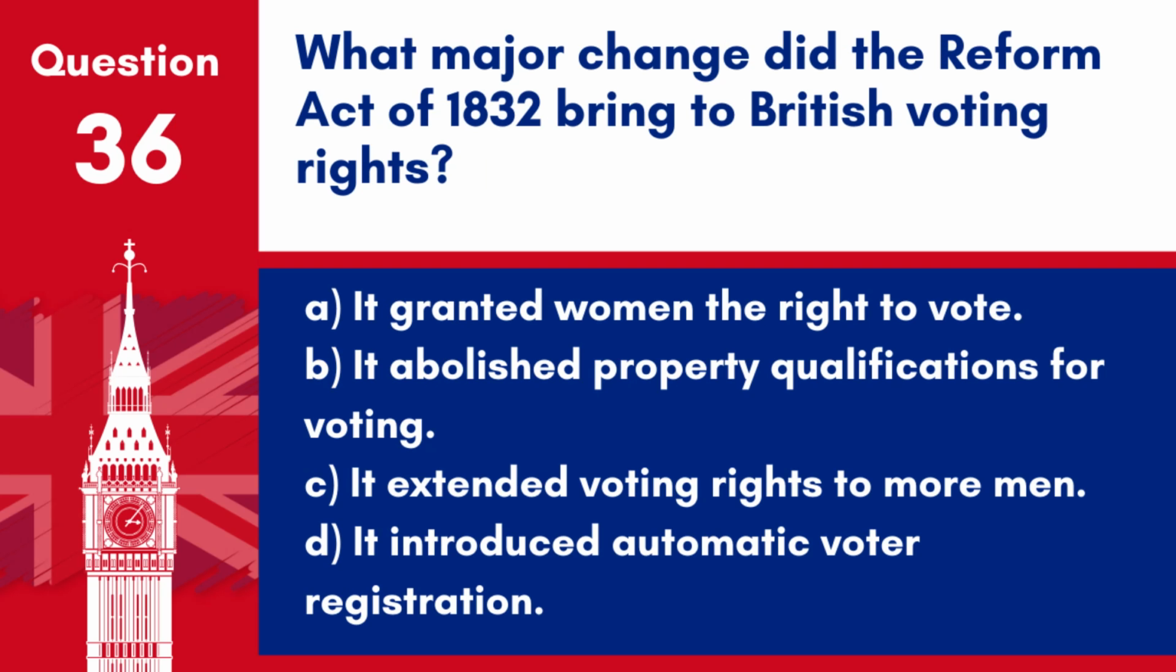Question 36. What major change did the Reform Act of 1832 bring to British voting rights? A. It granted women the right to vote. B. It abolished property qualifications for voting. C. It extended voting rights to more men. D. It introduced automatic voter registration. Answer. C. It extended voting rights to more men. The Reform Act of 1832 significantly extended voting rights to more men in Britain.